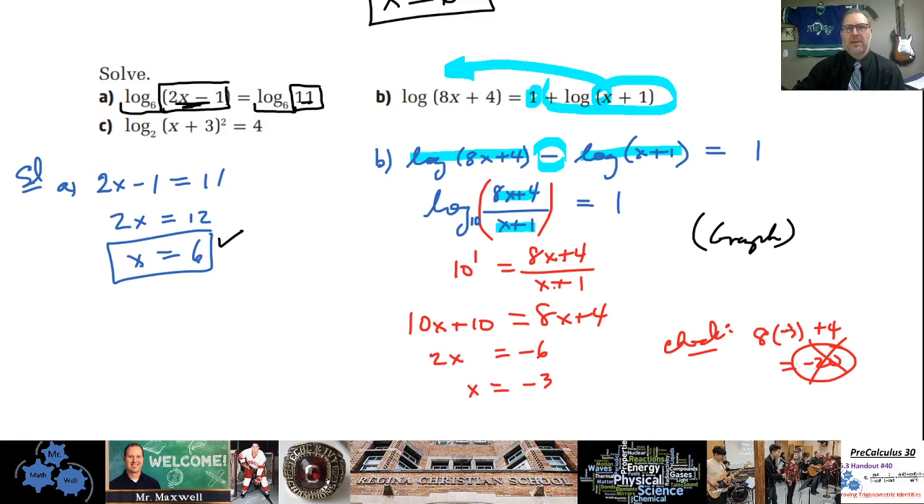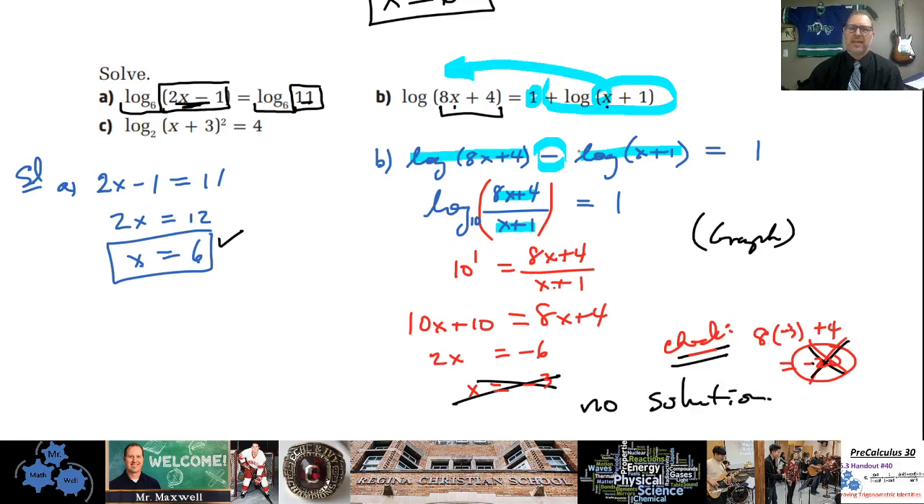Now the reason why I had that stroked out is because upon checking, watch this, if I put a negative 3 in for x here or a negative 3 in for x here, I get a negative value, and that cannot happen. I can't take the log of a negative value, so that means that this answer is no good. So there's no other answers that work, so we have no solution here.